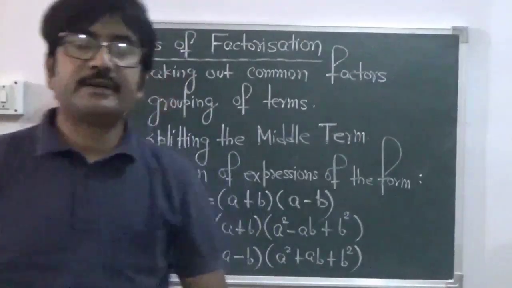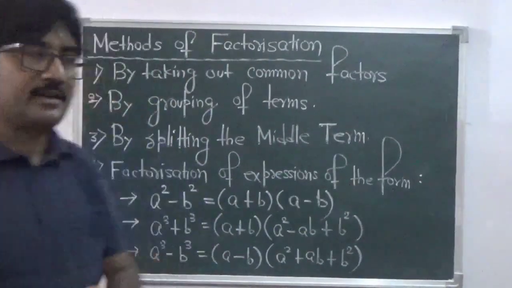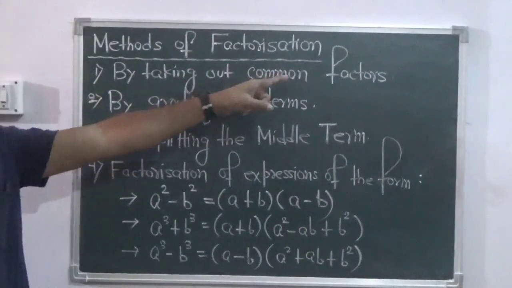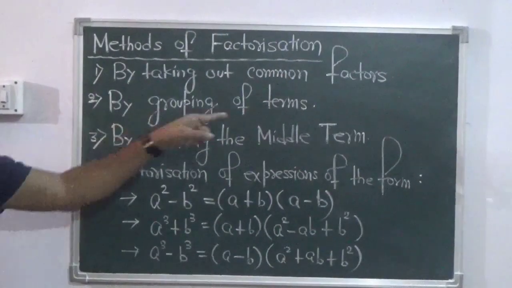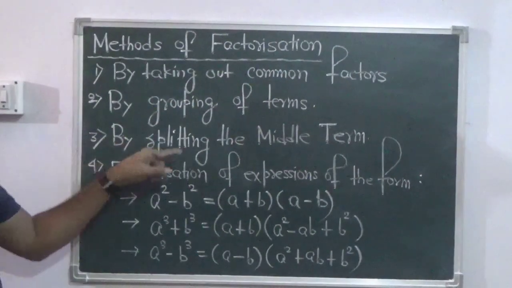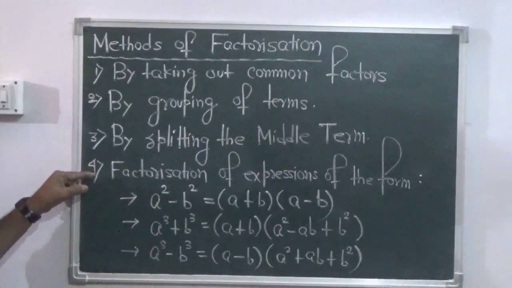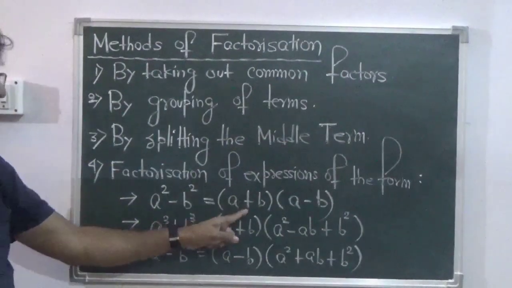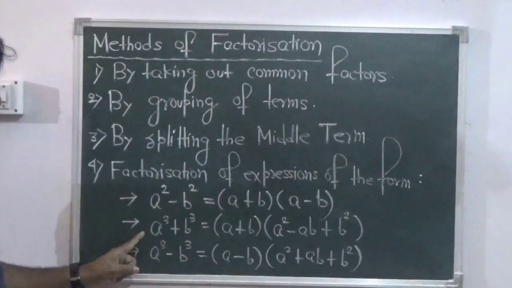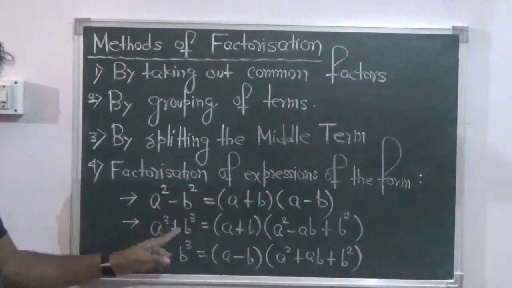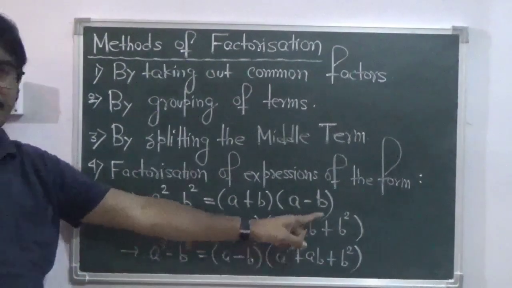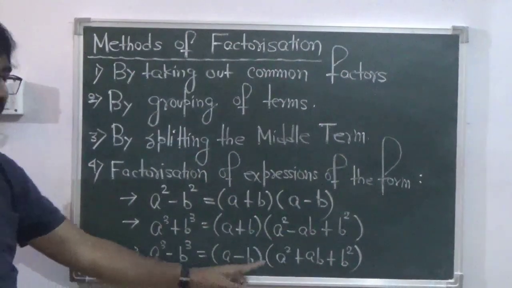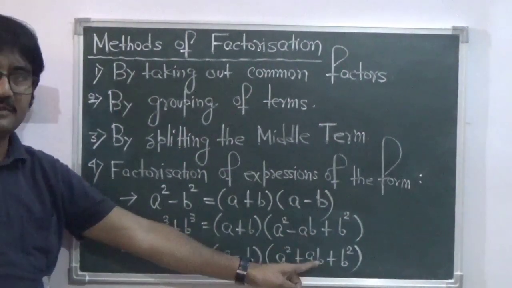Now let us see the different methods of doing factorization. The first one is by taking out common factors. Number 2, by grouping of terms. Number 3, by splitting the middle term. And number 4, factorization of expressions of the form a square minus b square, that is equal to a plus b into a minus b. The sum of the cubes of two numbers, a cube plus b cube, that is a plus b into a square minus ab plus b square, and the difference of the cubes of two numbers, a cube minus b cube, that is equal to a minus b into a square plus ab plus b square.